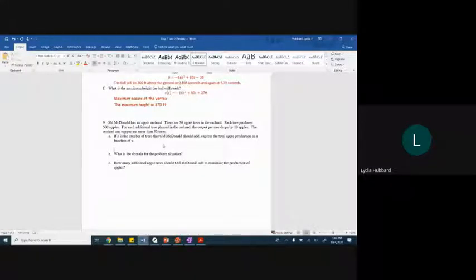Okay, so let's start by thinking this out and writing a word sentence to help us process in our brain what's going on. So we know the total apples is going to be equal to the number of trees times the production of the trees.